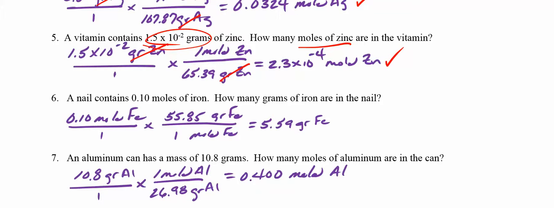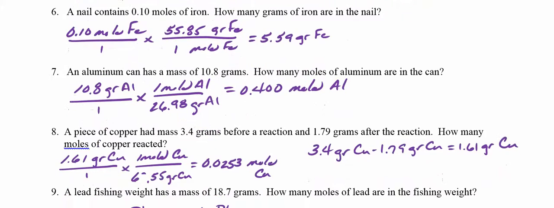Number 6. A nail contains 0.10 moles of iron. How many grams of iron are in the nail? Start with what we know. I'll circle that, and I'll underline grams of iron just like that. So this is what we started with, 0.10 moles of iron. Put that over 1. Whatever unit's in the upper left-hand corner goes in the lower right-hand corner.